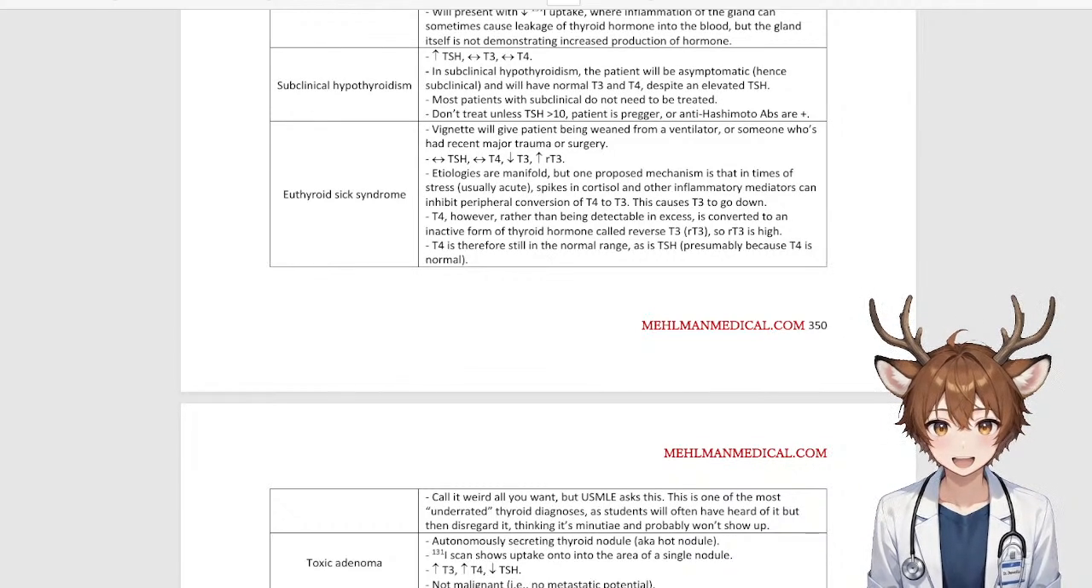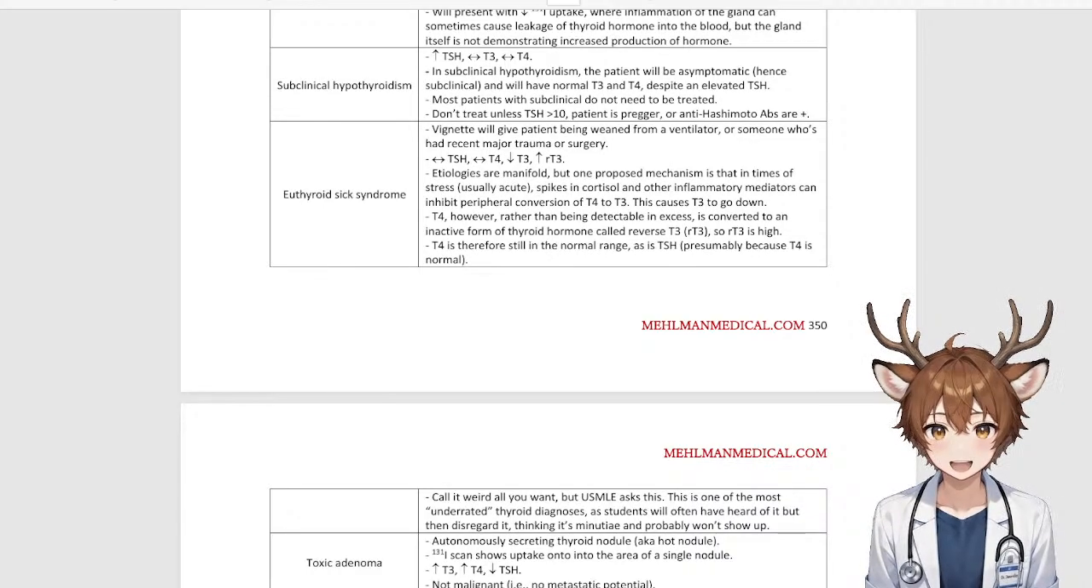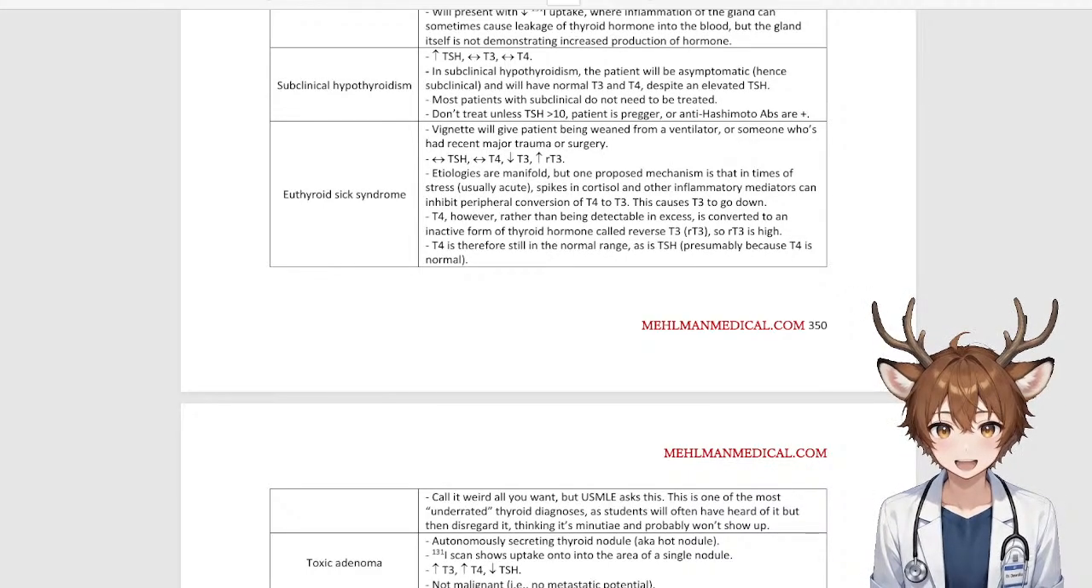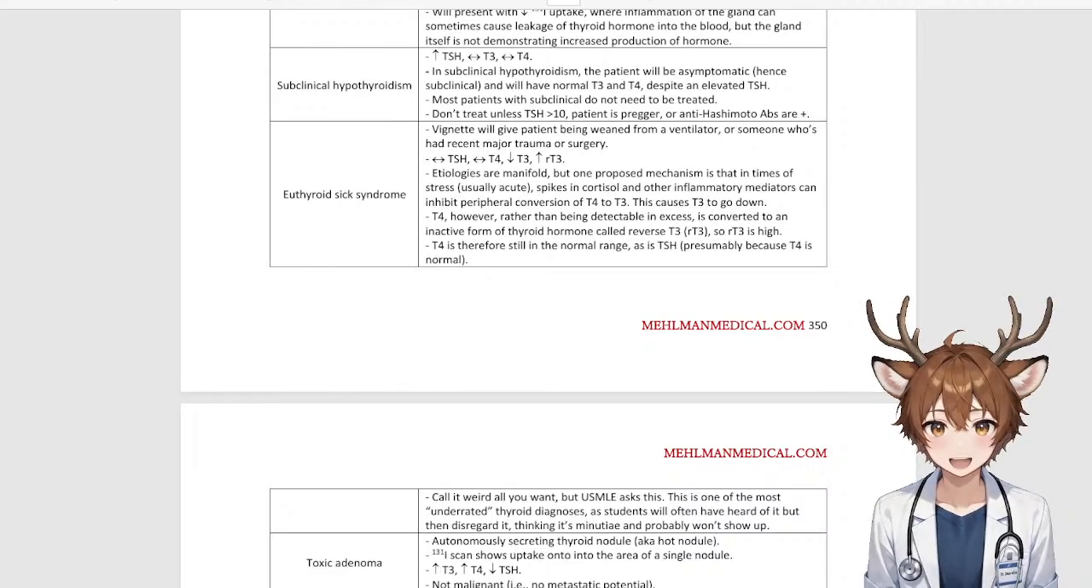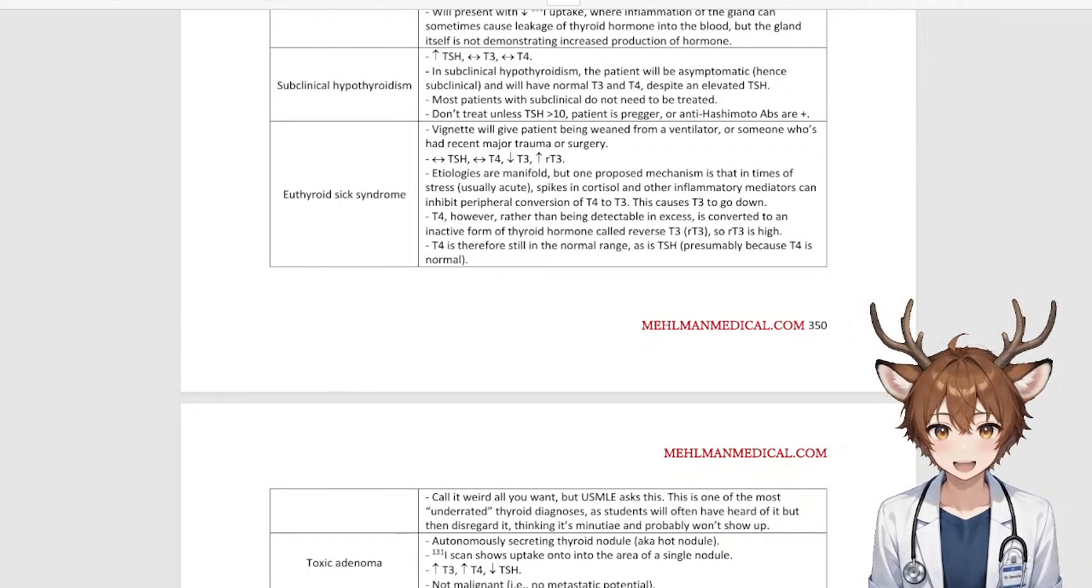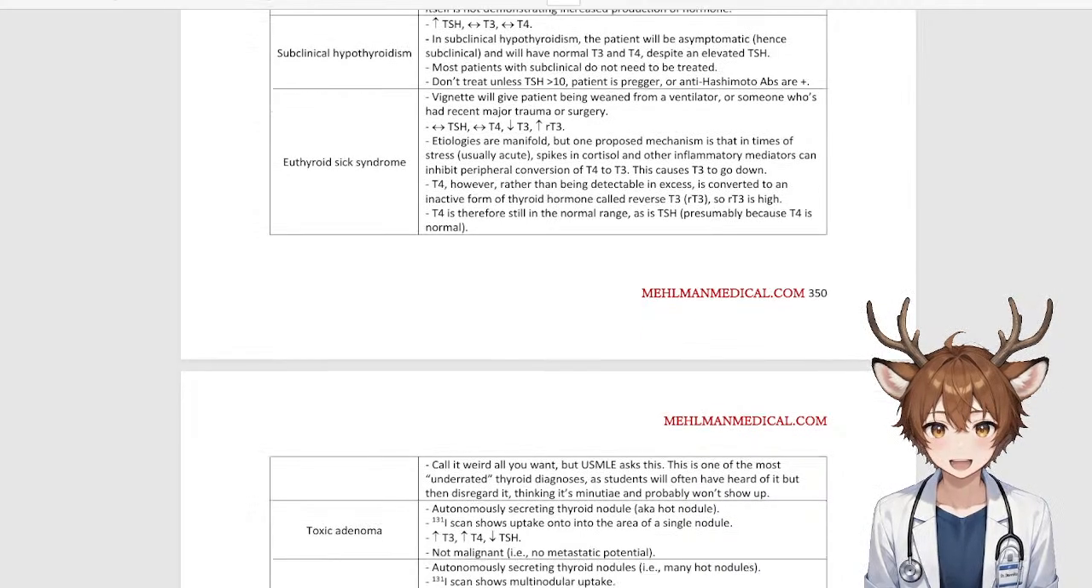It sounds like it because I don't think I've ever heard of this one before. If I have, then I've forgotten about it. As a student, you will often have heard of it, but then disregarded it, thinking it's minutiae and probably won't show up. It's possible that I've heard this before in the past, but I just simply don't have any good recollection of it. So, okay.